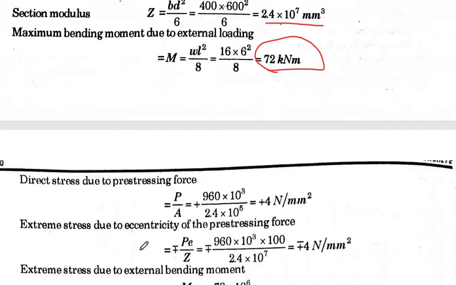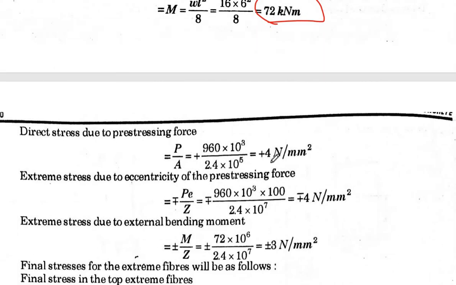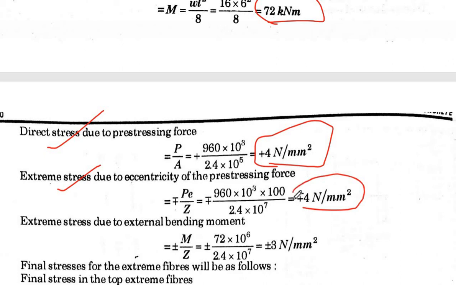Then the direct stress we know, P by A, and it is calculated to be 4 Newton per mm square. The stress due to eccentricity is minus plus PE by Z, and P we know is 960 kilonewton, then E we know, Z we know. So this stress due to eccentricity comes out to be minus plus 4 Newton per mm square. The stress due to the external bending moment, the last one, comes out to be plus minus M by Z, which is M we already know, 72 kilonewton meter, and Z also we know. So this stress comes out to be plus minus 3 Newton per mm square.